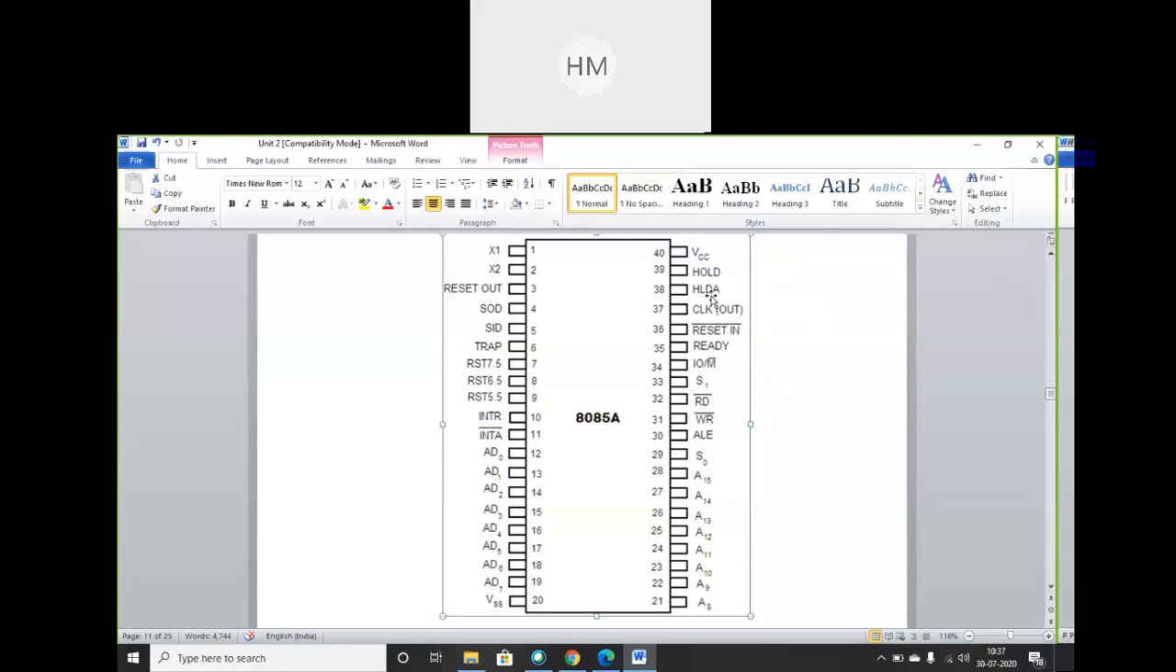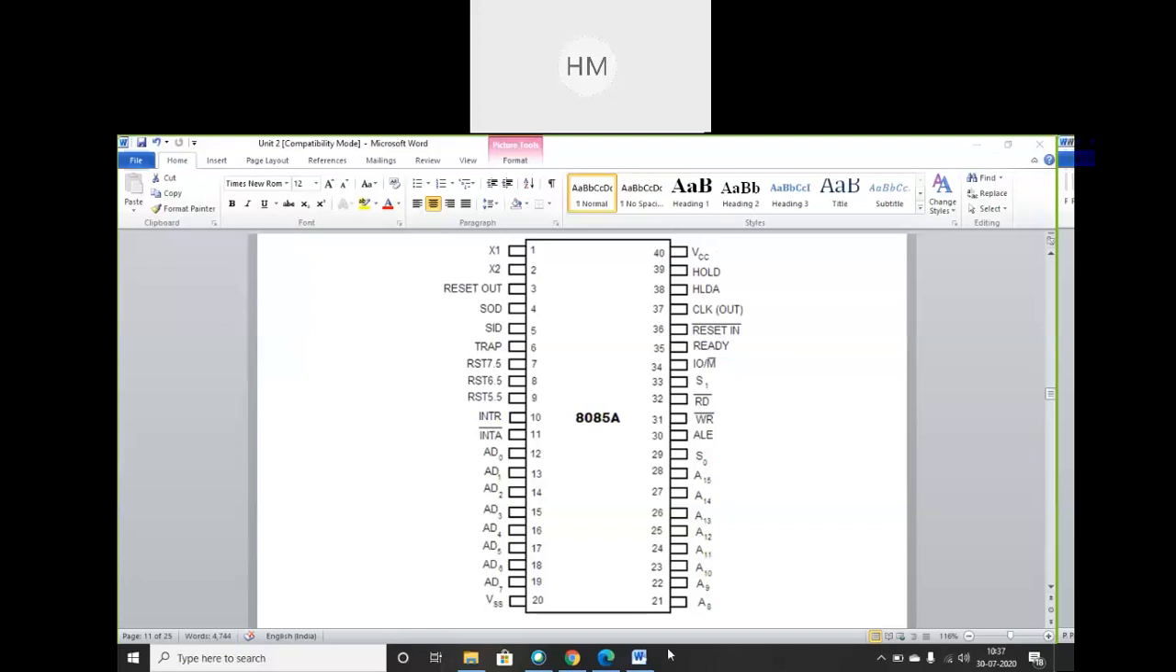HOLD and HLDA, hold and hold acknowledgement. These are used for direct memory access controllers. Hold and HLDA. Then we are having VCC pins. So pin number 20 and 40 are used for biasing or supply voltage. Clear? Are used for supply voltage. Pin number 20 and 40.